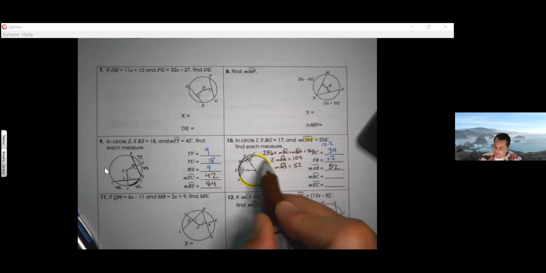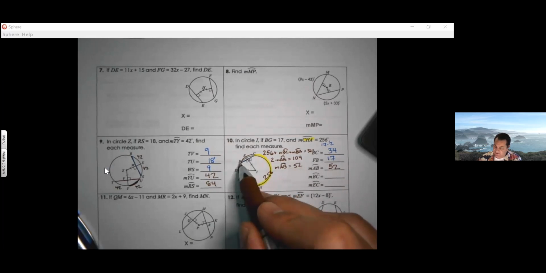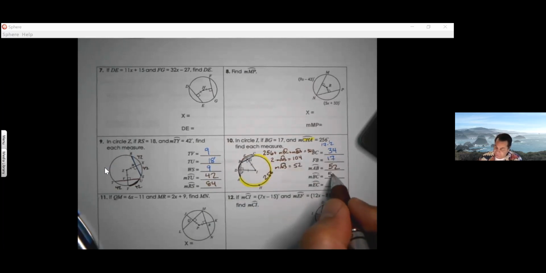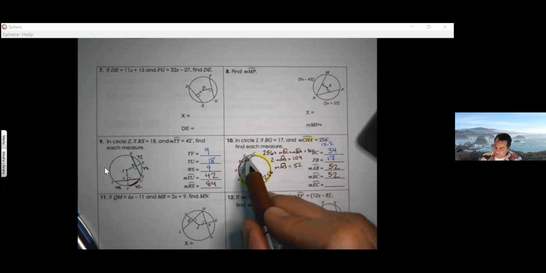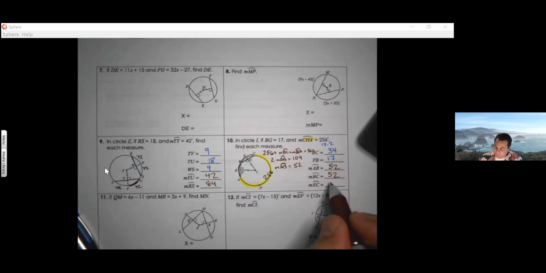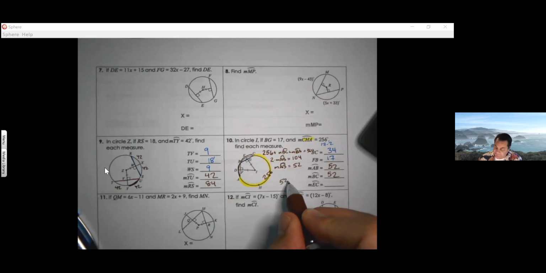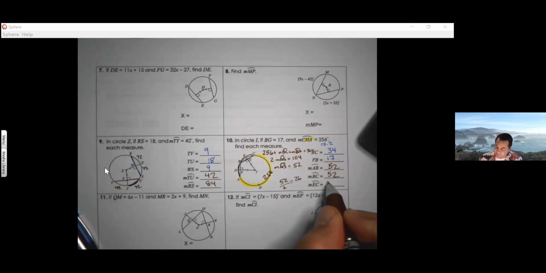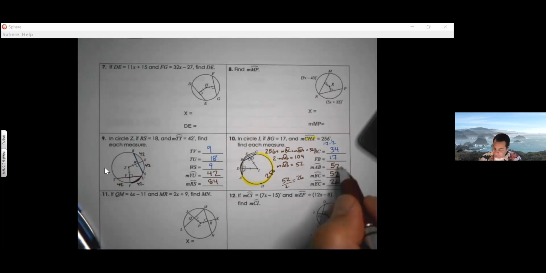Because all this has to add up to 360. That's 52, and so is that. And then EC. Well, since this is perpendicular and it's coming out of the center, that's going to slice this chord in half as well as this arc. So that'll be half of 52, which is 26 degrees.